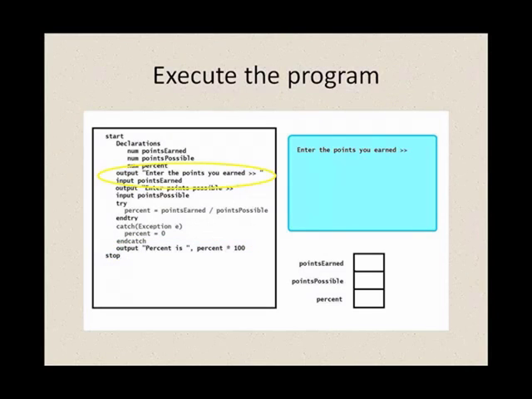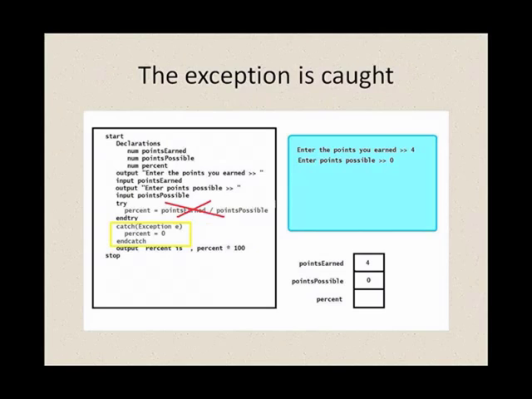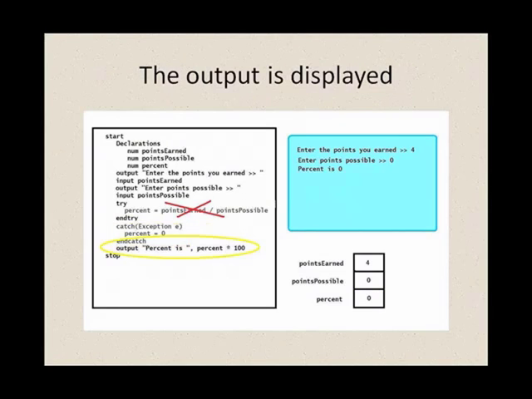So when you run this program and prompt the user for points earned, the user might still type 4 and it will be stored. And when you say enter points possible, the user might still type 0 and it will be stored. This time when you do the arithmetic, the exception is still generated. But because it's in a try block, the exception can be thrown to a catch block. So when the exception goes to the catch block, it executes and the percent is set to 0. Then the output can be percent is 0 times 100 or percent is 0.